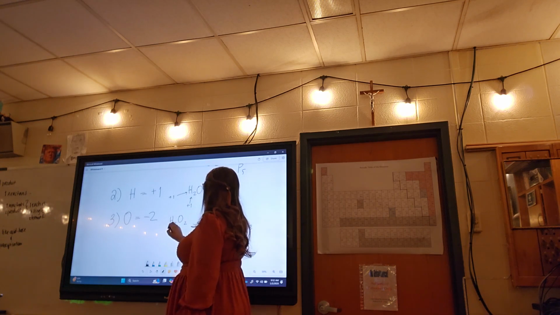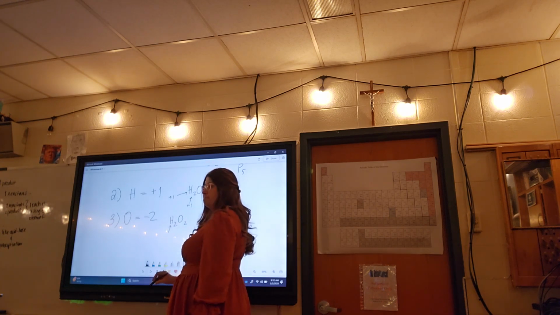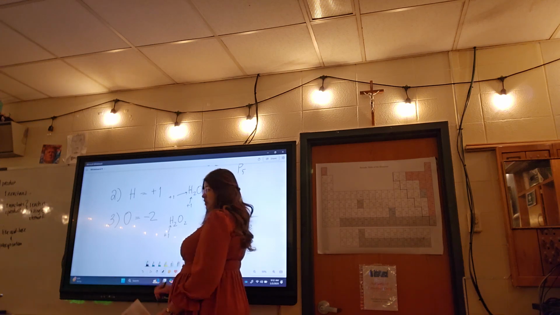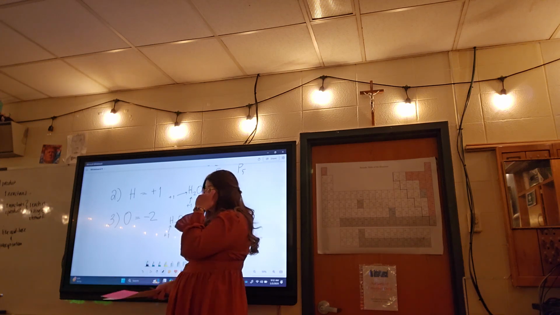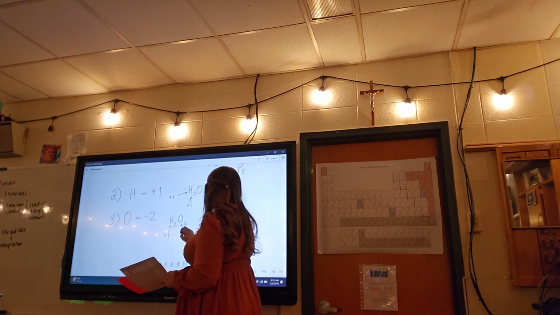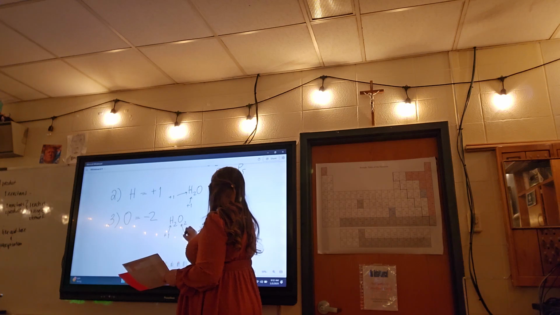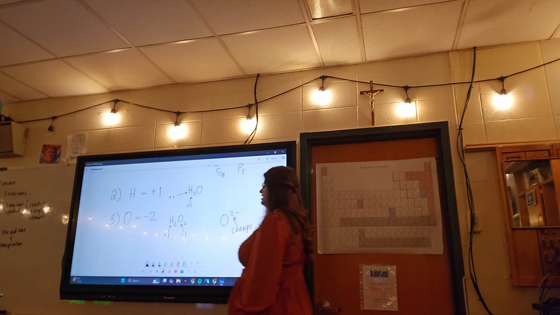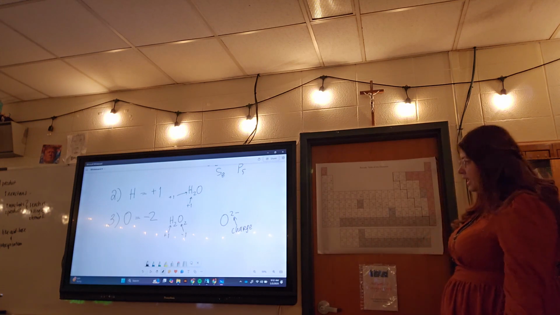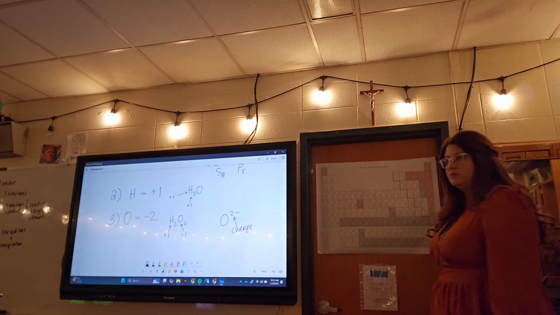What is the oxidation number of hydrogen here? +1, because it's always +1. Hydrogen's always +1, unless it's by itself, then it's 0. In this case, oxygen also is 1, it's just -1, because it's a peroxide. That's the only exception to the rule. And don't worry, I will tell you if you have a peroxide.